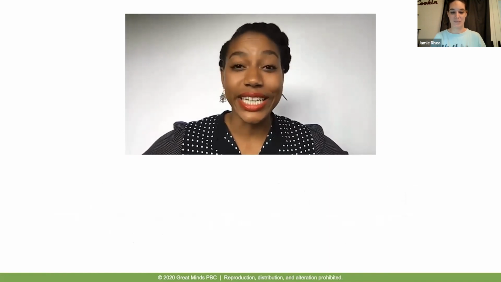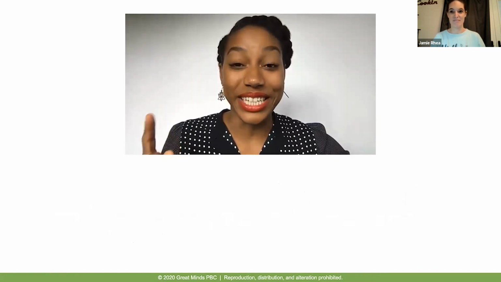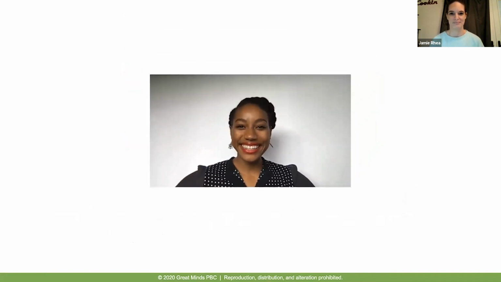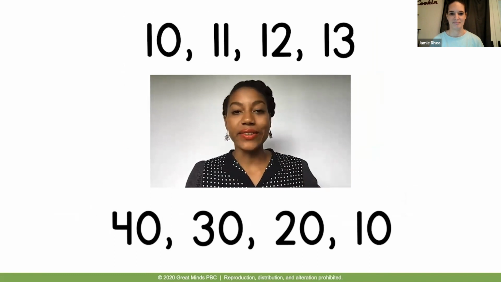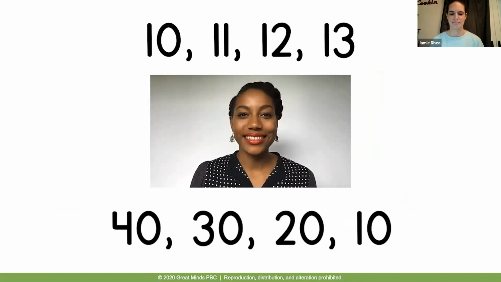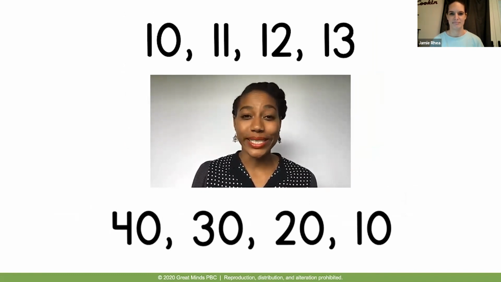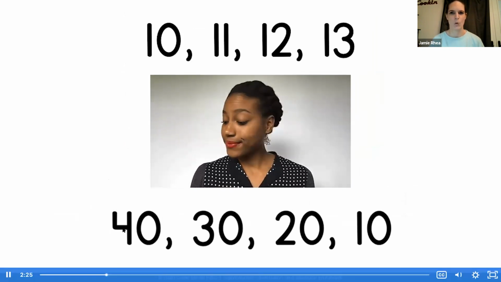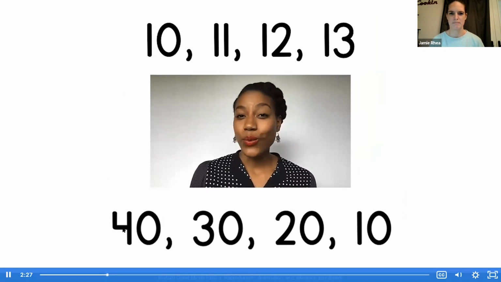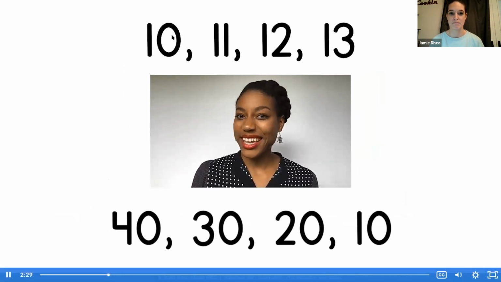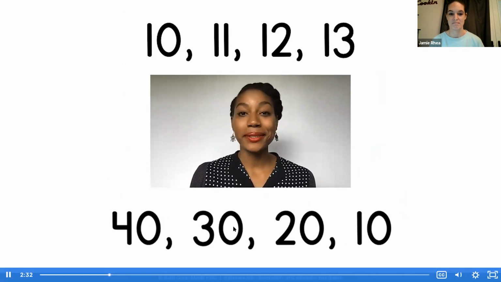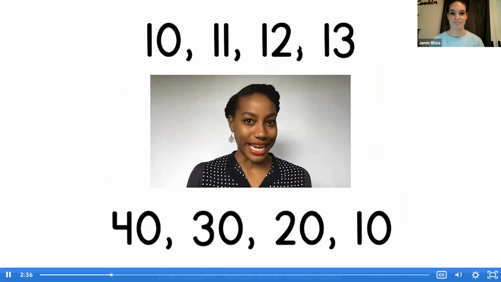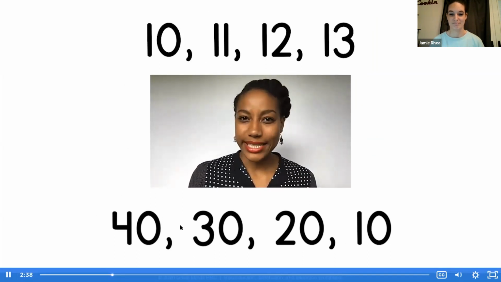Let's take a closer look at some of those number sets and see what's different about them. Okay. Whew. Take a look at two of the sets of numbers we worked on. What do you notice about them? In one set, we count by ones. In the other set, we're counting by tens. I see that one goes up and one goes down. Let me be more precise.